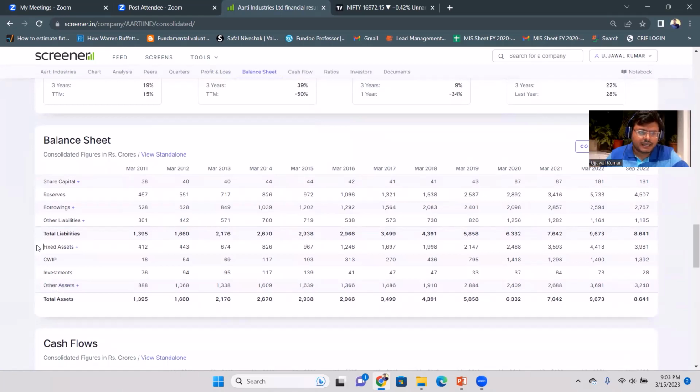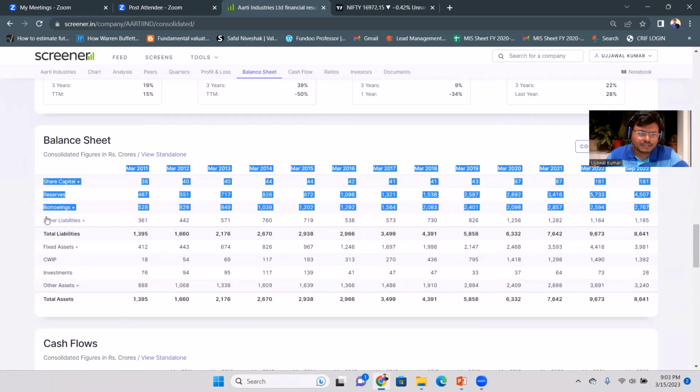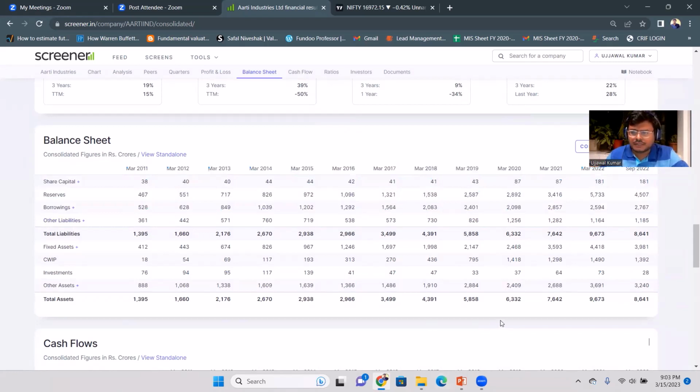So this is the asset part of the balance sheet, and this is the liability part of the balance sheet, right? Now, as you can see here, the CWIP number is a big number: 436, 795, 1418, 1298, 1490, 1392. So almost 1400 crores of capex happening here, which means new incremental investment that the company is doing.